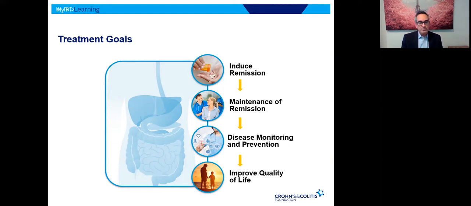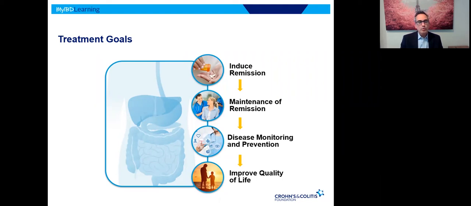Another goal is to monitor disease and prevent complications. So monitoring for early relapse, monitoring therapies, preventing infections, scarring, permanent damage, and thinking about colonoscopy once patients have had disease long enough that we want to look for colon dysplasia or precancer.